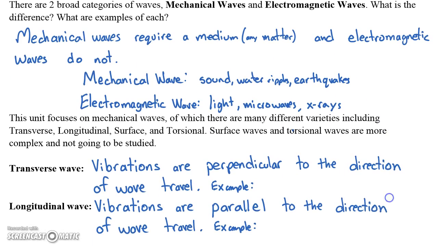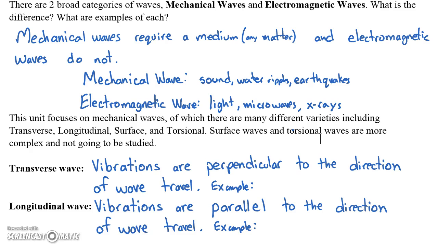But we're going to study this unit on mechanical waves. We'll talk about light in our next unit, Unit 8. So in mechanical waves, you can have different types. You can have transverse waves, longitudinal waves, surface waves, and torsional waves. Surface waves are a combination of transverse and longitudinal. We're not going to cover the surface waves. And torsional waves are when you're twisting something back and forth. And again, we do not cover that in this. We are going to focus on a transverse wave and a longitudinal wave.